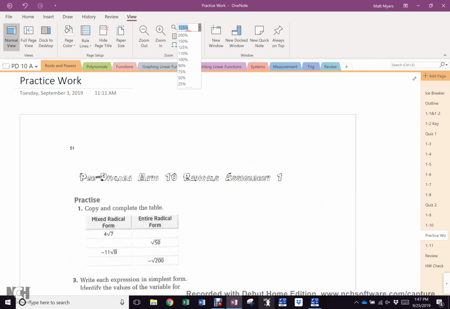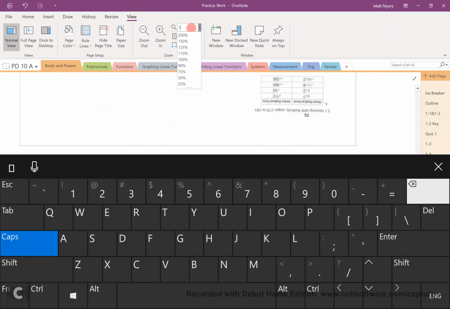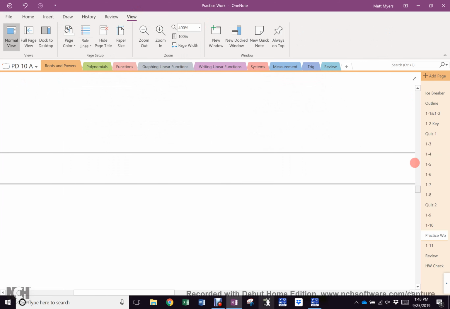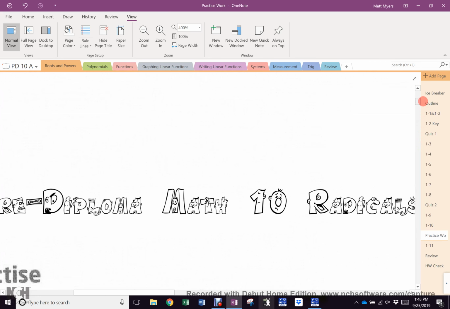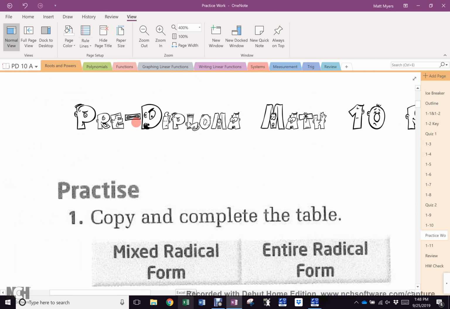Each letter is a cartoon. Let me show you up here. Has anybody ever complained about their... Only people that don't want to have any fun. See? Each letter is a person. But you can read it. It obviously says pre-diploma math 10. The font is called caricature.